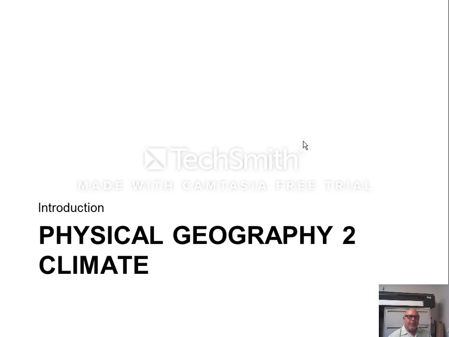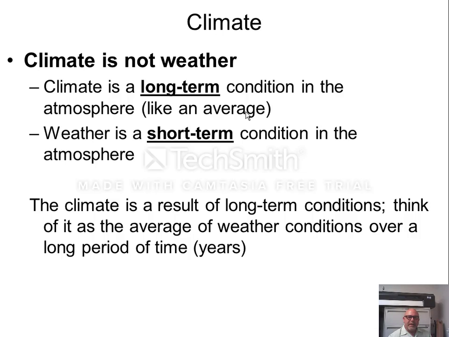Our next topic is climate. So let's start by defining climate. Climate isn't the same thing as weather. Weather is a short-term thing, or what actually happens day to day, year to year, in terms of temperature, rain, etc. Climate, on the other hand, is a long-term condition. Think of climate like the average of weather over time. It is sort of what you would expect for a place based on historical records.